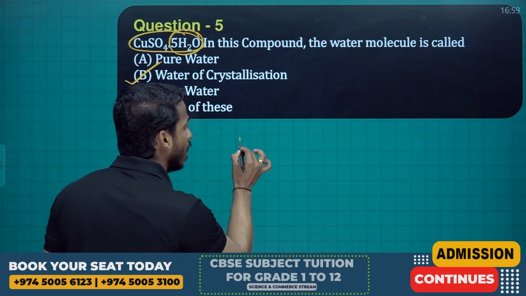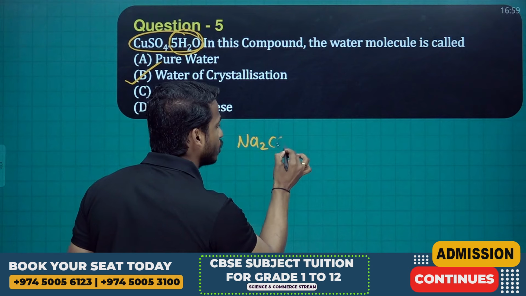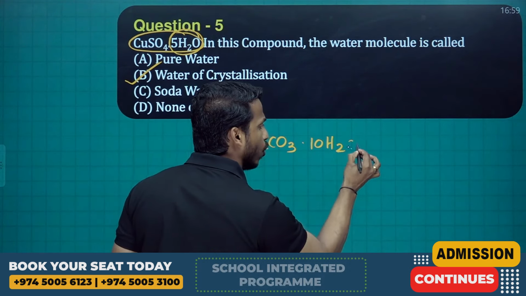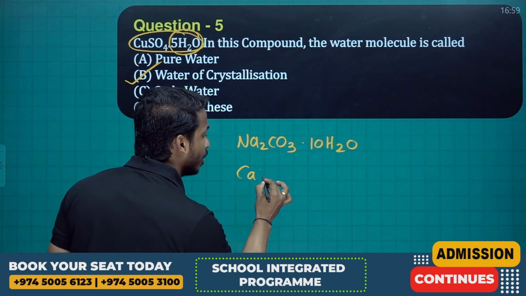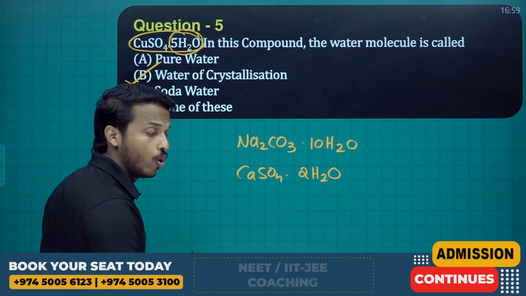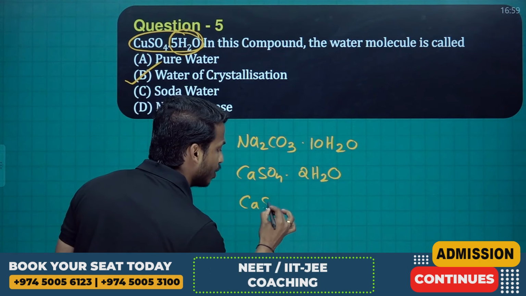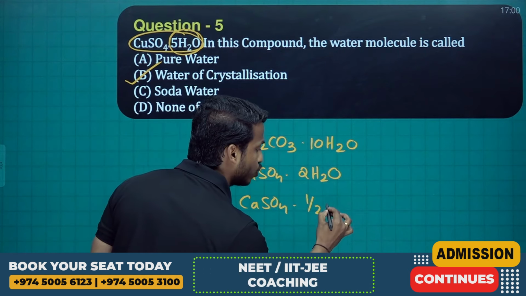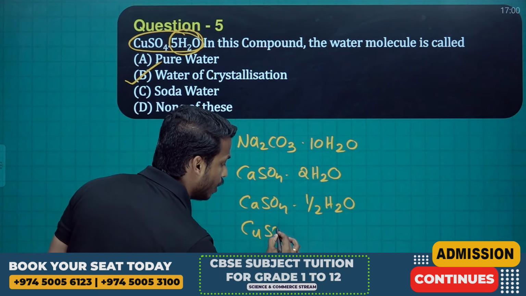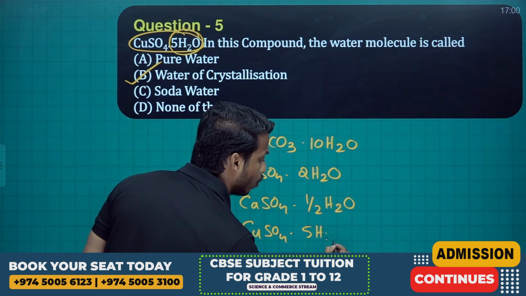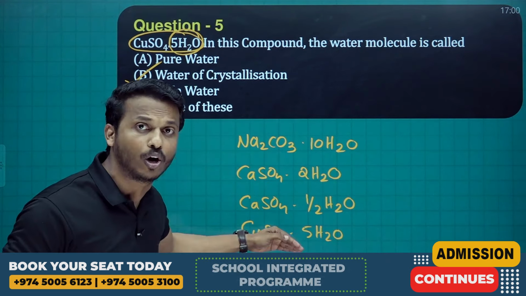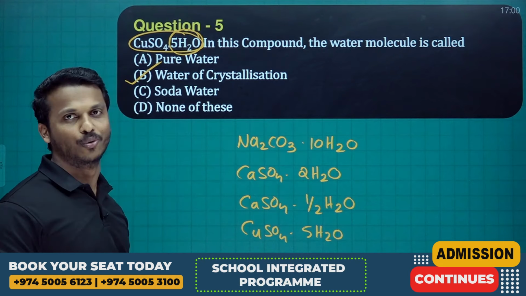What is washing soda? Washing soda is Na2CO3, sodium carbonate, along with what? 10H2O. What is gypsum? Calcium sulfate, its water of crystallization is 2H2O. What is plaster of Paris? Calcium sulfate with a half H2O. Hope you remember all of this. What about copper sulfate? CuSO4 5H2O. These all are the water of crystallization. It's a fixed number of water molecules present in the formula unit, right?